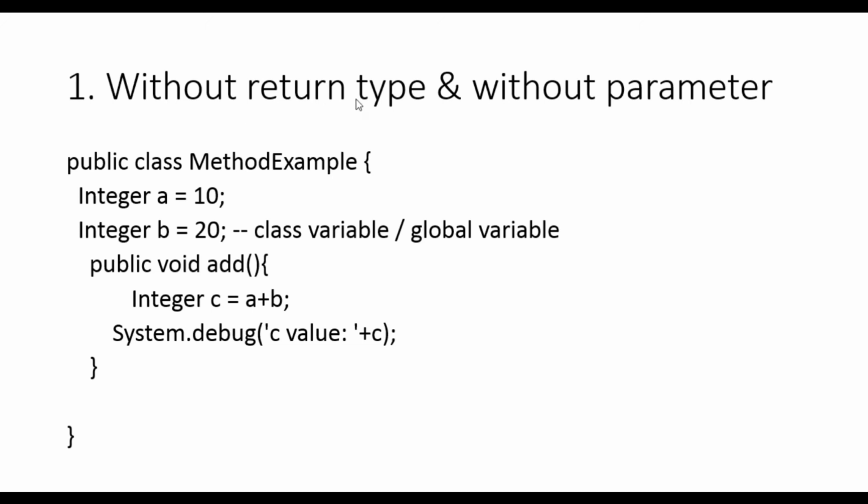So here the format is without return type and without parameter. Without return type means you're not going to return any value. So you have to take void as a return type here. That means it is not going to return any values.